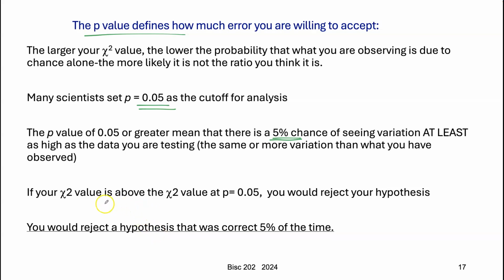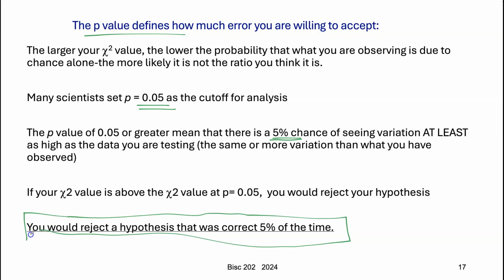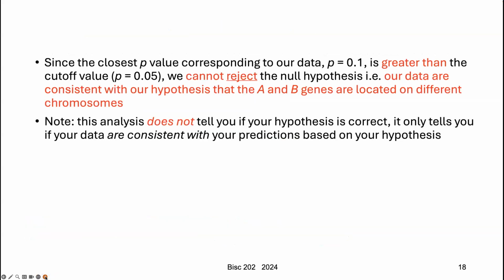And so the kind of mistake that we will make, though we're not 100% sure, is that 5% of the time we would reject our hypothesis even though it was correct. That's what we accept. In order to be fair and conservative enough, we accept that we will sometimes reject a hypothesis that's correct. Hopefully that's clear, but you can definitely ask about it.